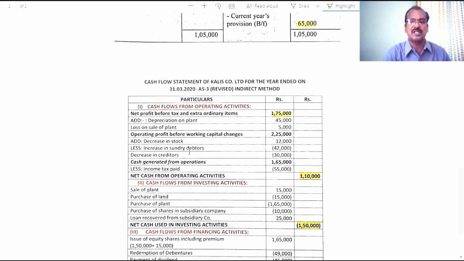When you do this particular step, you try to recall the four formulae which I keep on explaining in all the videos. 1. Increase in current asset leads to cash outflow. 2. Decrease in current asset leads to cash inflow. 3. Increase in current liability leads to cash inflow. 4. Decrease in current liability leads to cash outflow.